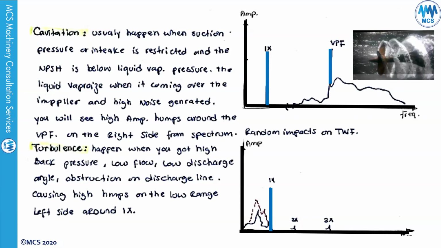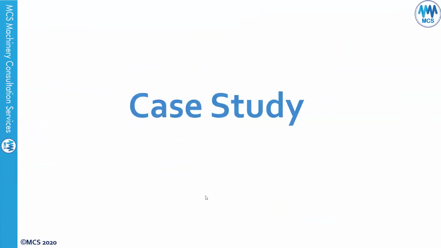Turbulence, or what we call circulation, happens when you have high back pressure, low flow, low discharge angle. You have an obstruction on the discharge line. You have sharp elbows on the discharge line. And this causes humps or a high noise floor at the subharmonic, in the low range on the left side around the 1x vibration. So you can see this noise as subsynchronous, or below the 1x.